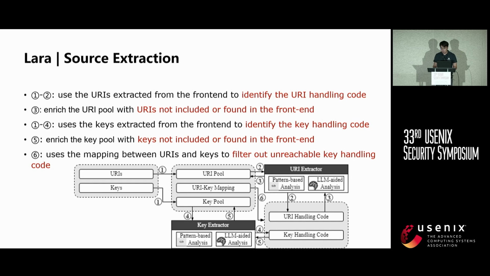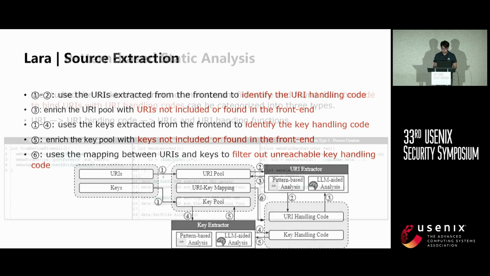In general, use the URI or key of the frontend to identify the corresponding handling code of the backend, and then extract the backend keys as a source. There are 2 analysis methods, pattern-based analysis and LLM analysis.